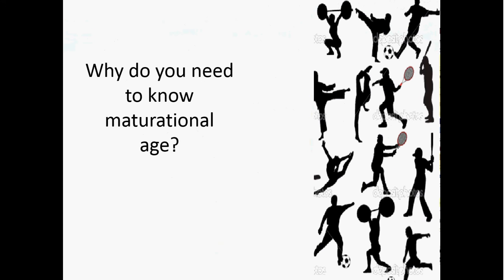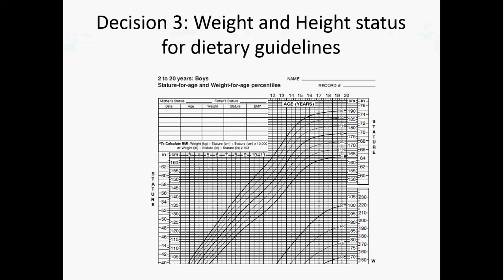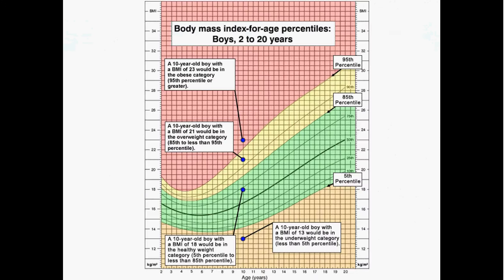Okay, I've already told you weight and height status for dietary guidelines. This is just basics. You have done this CDC chart, so you should know how to identify whether someone is underweight or overweight, and then I would add skin fold assessments with that.